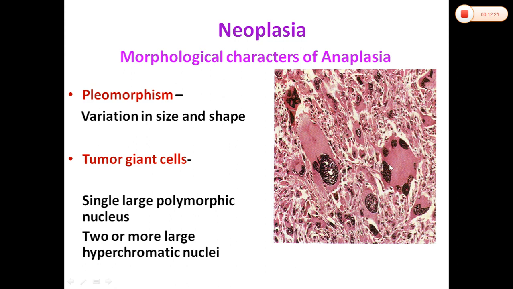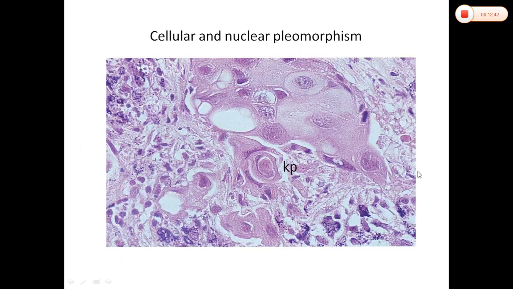Next is tumor giant cells. In tumor giant cells, either a single large polymorphic nucleus can be seen, or sometimes two or more large hyperchromatic nuclei are also seen. In the adjacent picture you can see the pleomorphism of the cells as well as in the nuclei. And also many nuclei are there; it is nothing but a tumor giant cell. In this picture also you can see marked cellular and nuclear pleomorphism. See the difference in the sizes of the cells as well as in the nuclei.